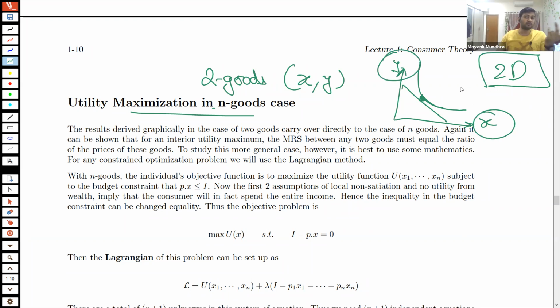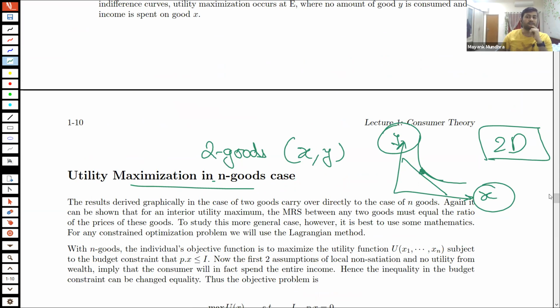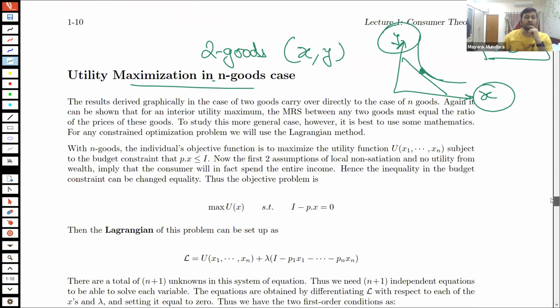Now, if you talk about three goods, you need three-dimensional graphs, and we cannot plot three-dimensional graphs on paper. We can plot them in a three-dimensional world. But if you have 4, 5, 6 goods, there's no way we can plot those graphs in the world that we live in. We live in a three-dimensional world, so we cannot go beyond 3 dimensions. So in the n goods case, I cannot draw a graph and explain it to you. But luckily, the solution does not require graphical analysis. We can find a solution without the graph. All right, so let's look at the case of n goods.